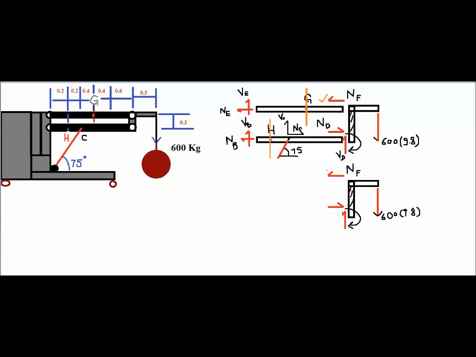the summation of forces in the x direction should be equal to 0. Summation of forces in the y direction should also be equal to 0. Doing that, we write down ND here and VD here, and we calculate. So ND plus NF is equal to 0.